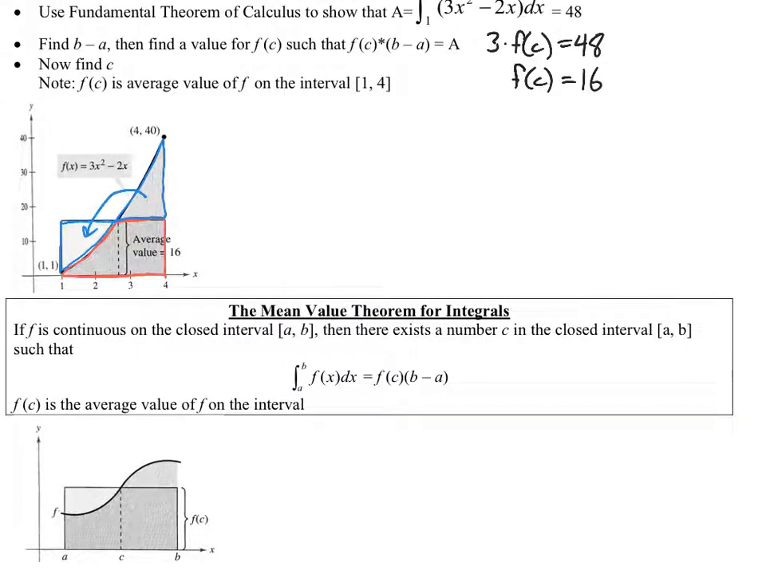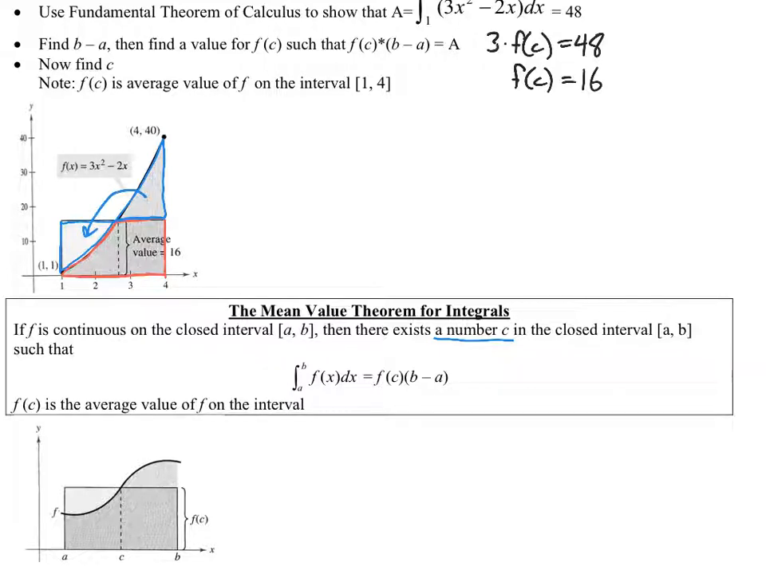Okay? If f is continuous on the closed interval from a to b, then there exists a number c in the closed interval from a to b such that the integral from a to b of f of x dx equals f of c times b minus a. And f of c is the average value of f on the interval. Okay? Now notice here, a lot of times what we'll be looking for is not necessarily what f of c is, but where that is. So in other words, what is the number c? Okay?